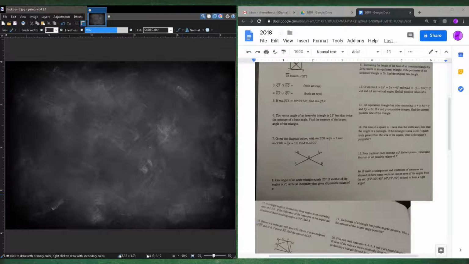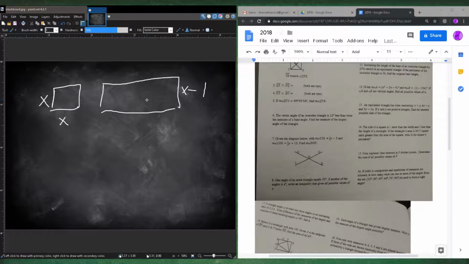Number 14. The side of a square is one more than the width. Okay, so we have a square. We'll call this side length x, right? And it's one more than the width and 3 less than the length of a rectangle. Okay, so we have a rectangle now. And they said that the side length of the square is one more than the width of the rectangle, right? So the width, we have width right here, so it's x minus 1, right? This is one less than it.